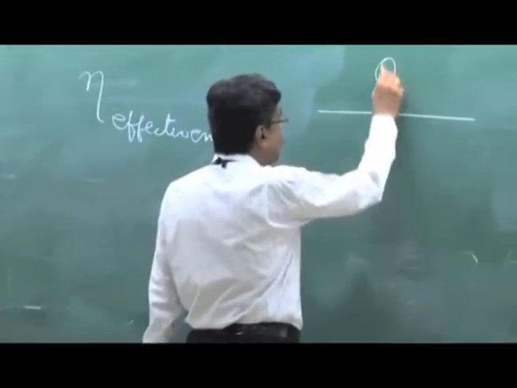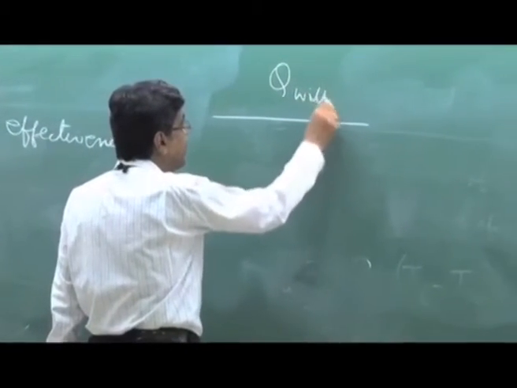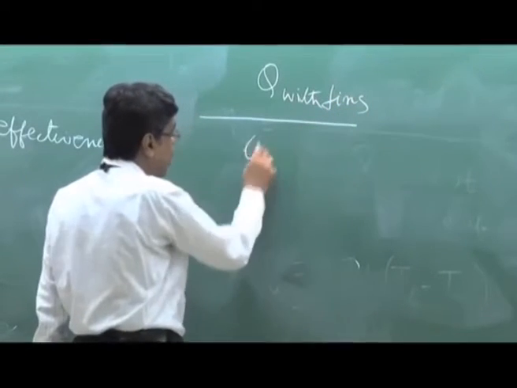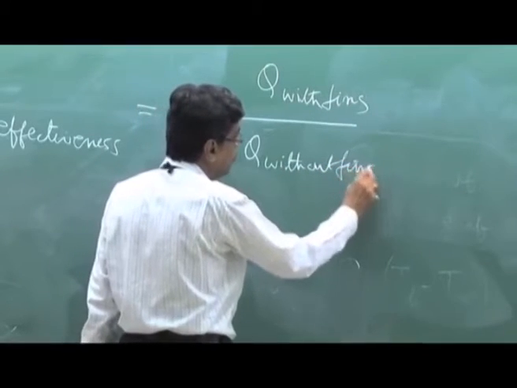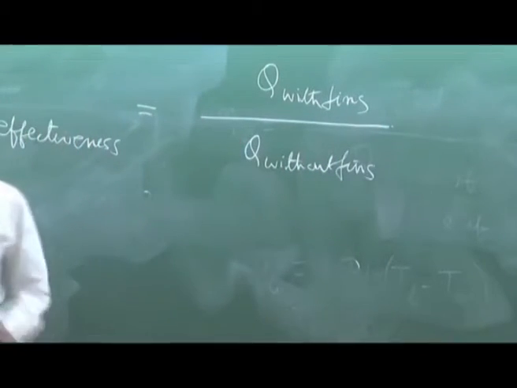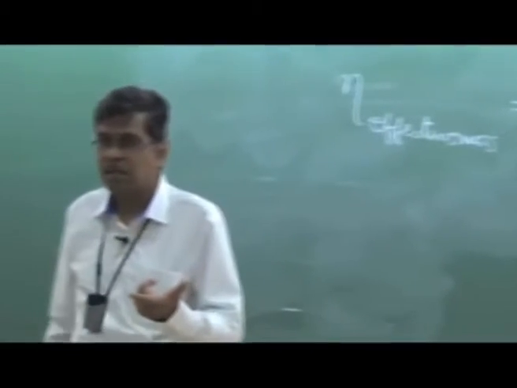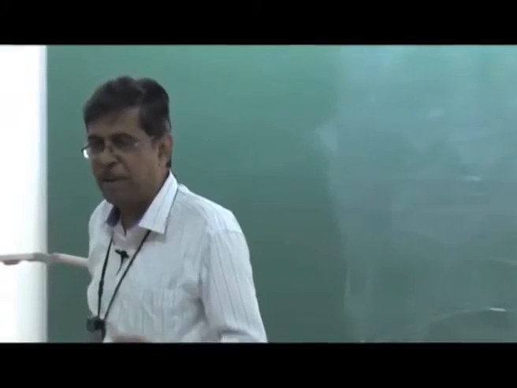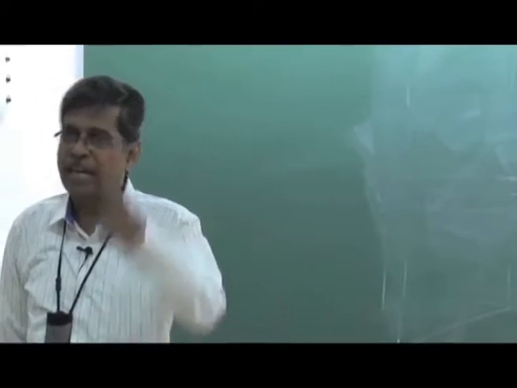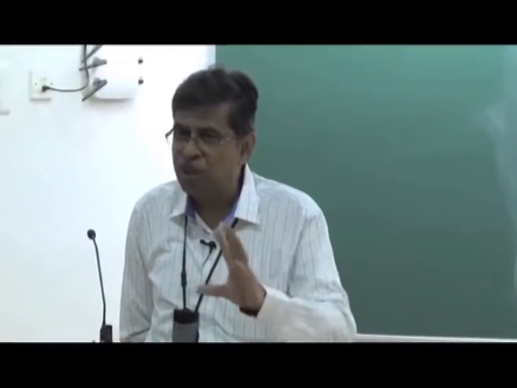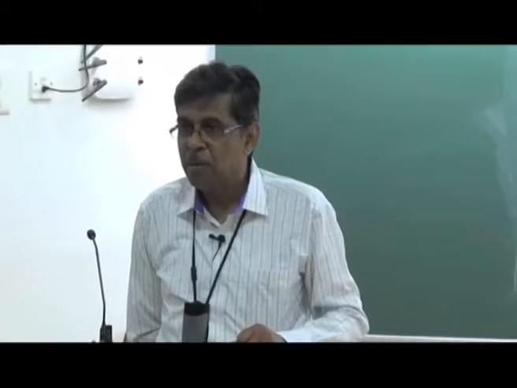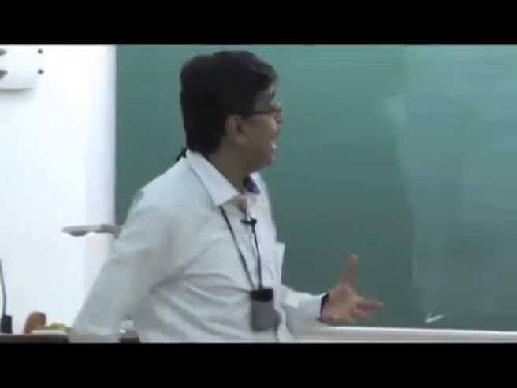That means if we define effectiveness as Q with fin over Q without fin. Efficiency by definition is always less than 1, because the fin can never attain the T_b temperature. Like the Carnot cycle, 1 is the theoretical limit. But here it is always greater than 1. With fin, heat transfer will always increase. But how much? What is the gain? Let us see that.